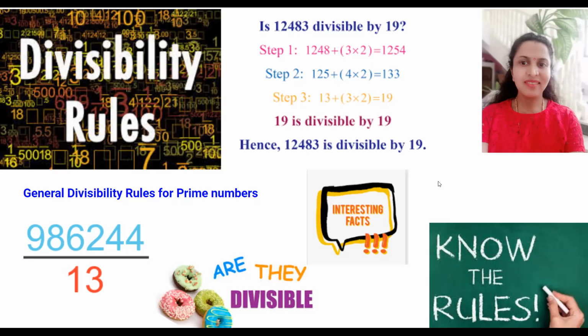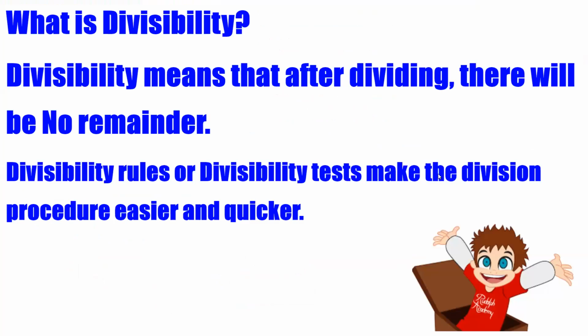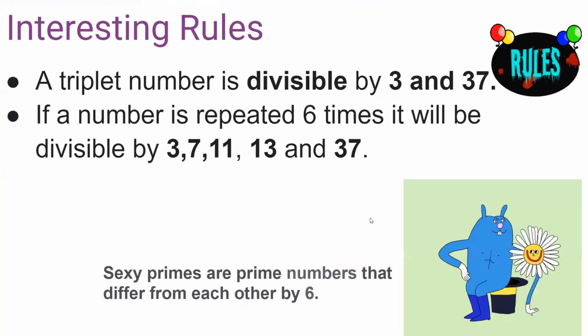Let's start. So what is divisibility? Divisibility means that after dividing, there will be no remainder. Divisibility rules or divisibility tests make the division procedure easier and quicker. Or to be very frank, you can tell whether a number is divisible or not just by looking at the number, without actually dividing it. So first we are starting with some interesting rules.